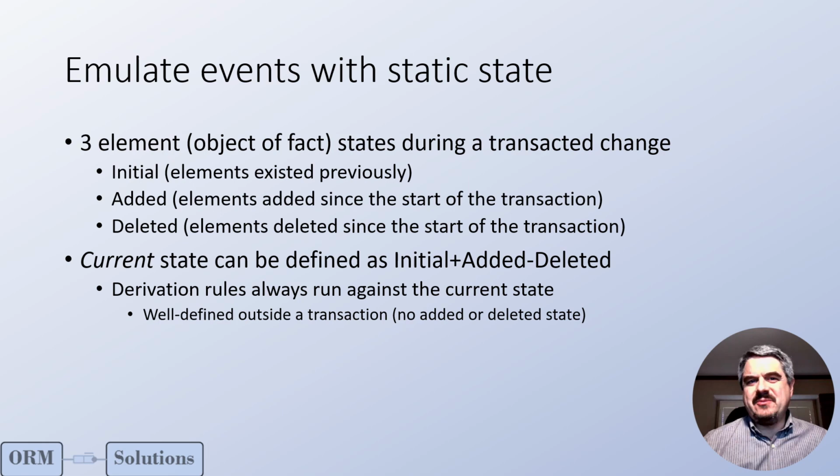Your normal derivation rules always run on the current state, which is the initial state plus the added minus the deleted. So these can actually run technically outside a transaction if you want to do a computed rule, for example, because it's running on static state. So this relates to events because we're going to use these states to emulate an event declaration.